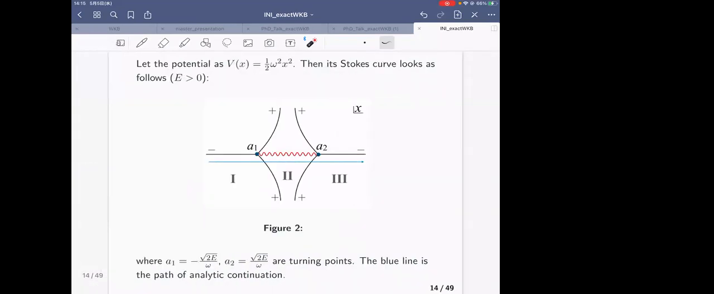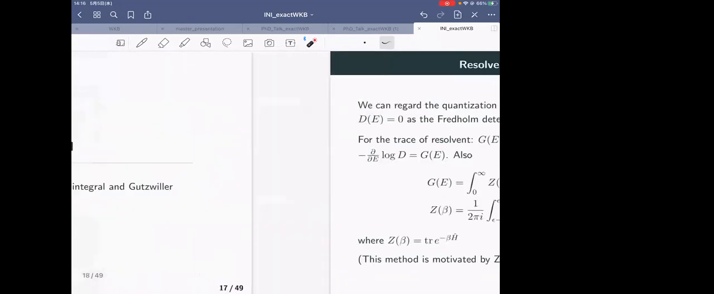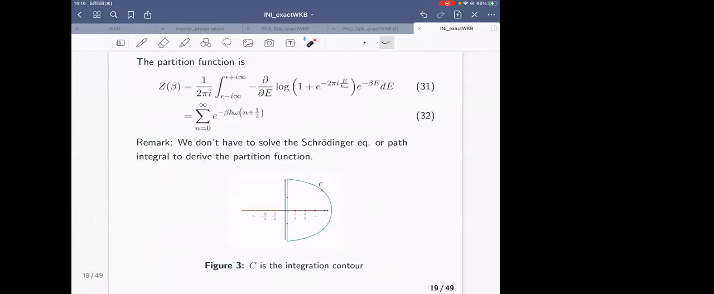Yes. To draw our Stokes curve, we have to impose this condition first. Therefore, to satisfy the condition, we choose the integration contour like this, and pick each pole. Then we obtain the partition function directly. Therefore, using this method, we can calculate the partition function directly from the exact WKB method.